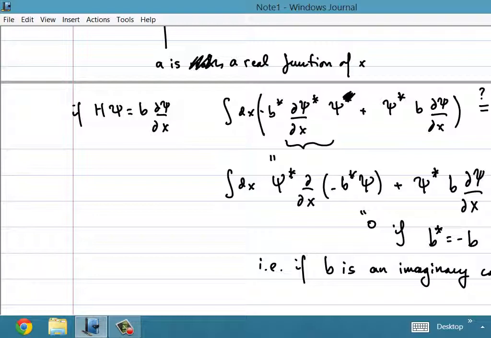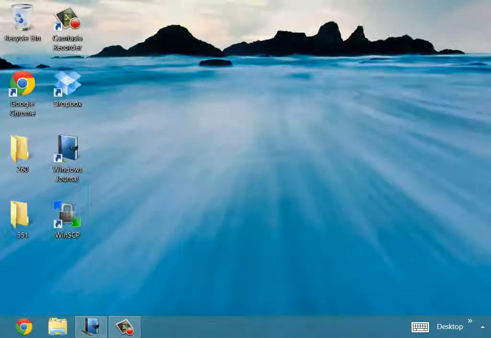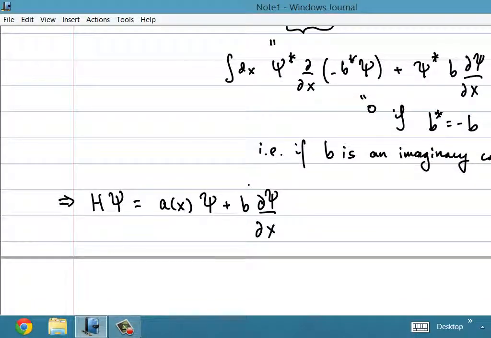So what we see is that our Hamiltonian, sorry, I didn't use the word Hamiltonian, the differential operator h acting on psi has to be some function of x times psi plus b times d psi by dx, where b is a purely imaginary constant, then there was the second term c times d squared psi by dx squared. And just as we saw that b had to be an imaginary constant by integrating by parts, c has to be a real constant by integrating by parts twice, plus so on and so forth.